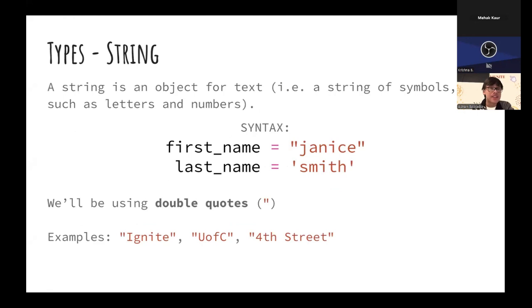But another thing is something called a string. You can think of a string as a string of symbols, a string of characters. It is a type for text. So this person's name is Janice Smith. The first name is the variable: first name equals Janice. Last name equals Smith.